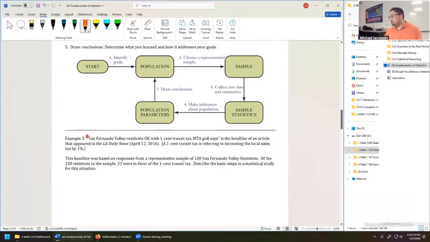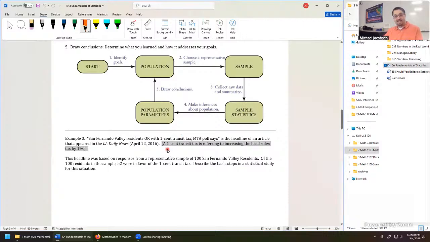It said, San Fernando Valley residents okay with a 1-cent transit tax, an MTA poll says. So that's the entire statement right here, which was the headline of an article that appeared in the LA Daily News in 2016. And I actually did not know this part. I've used this problem before in other statistics classes, and I learned this semester a transit tax is not a tax on driving on a highway or anything. That's a sales tax. Transit meaning a transaction of money for goods is what's meant there.